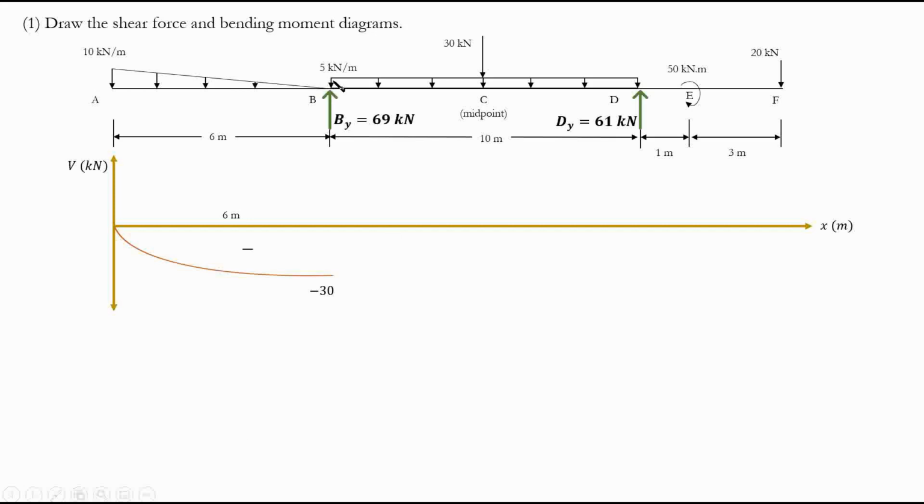For example, for a uniformly distributed load, you see this is a constant line. This is a 0 degree curve, right? Constant line. So a 0 degree curve will be upgraded to a first degree curve or a line, right? So we will have a linear trend here. And for the moment, we'll have a second degree curve or a parabola, right? For the whole, basically from B to D.